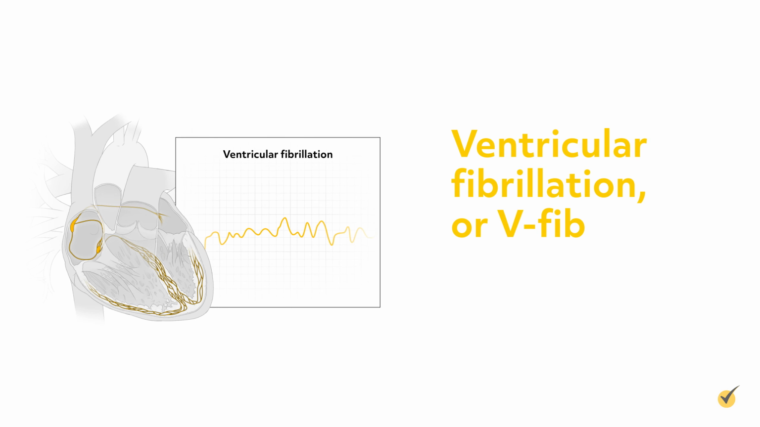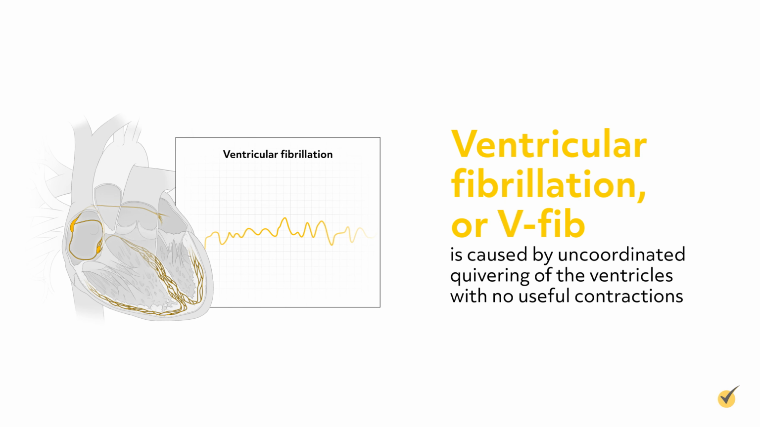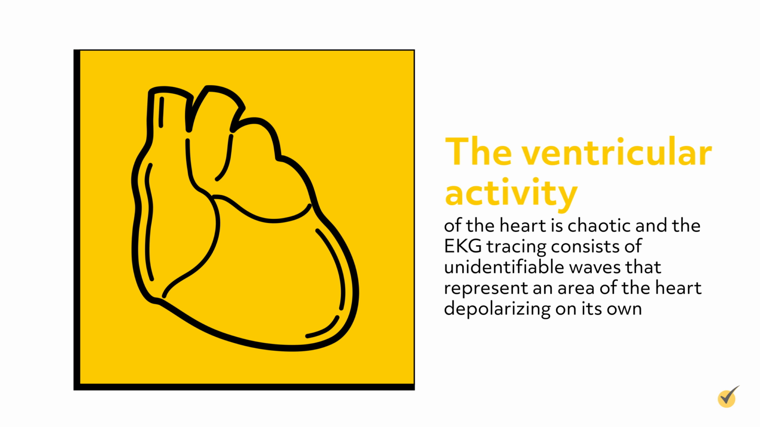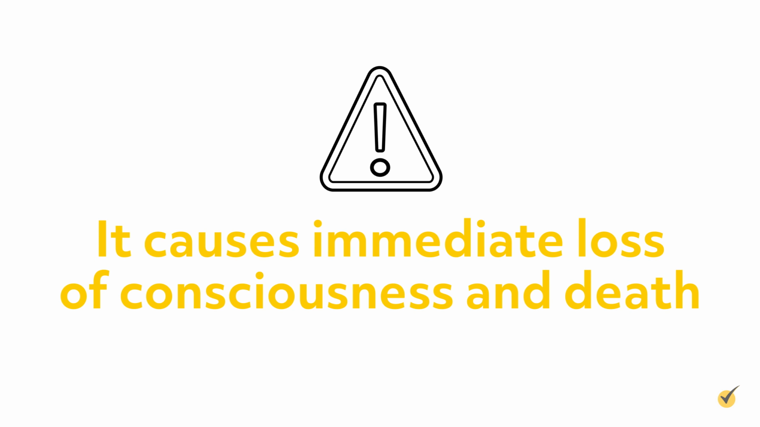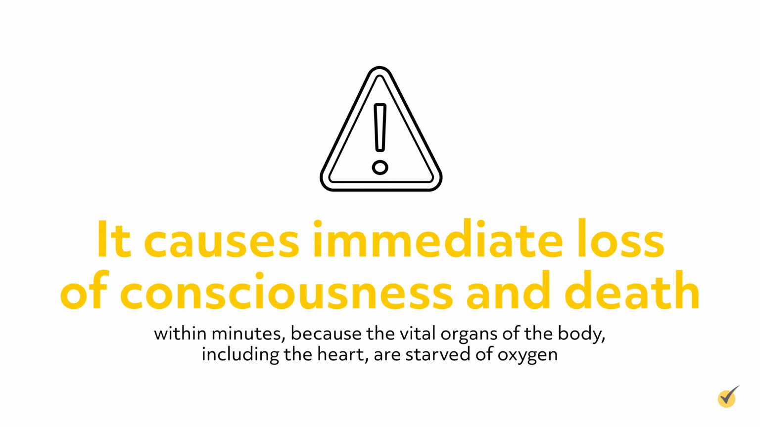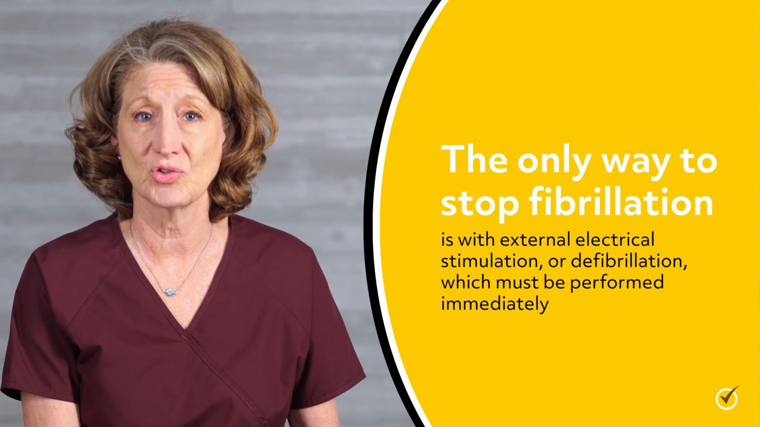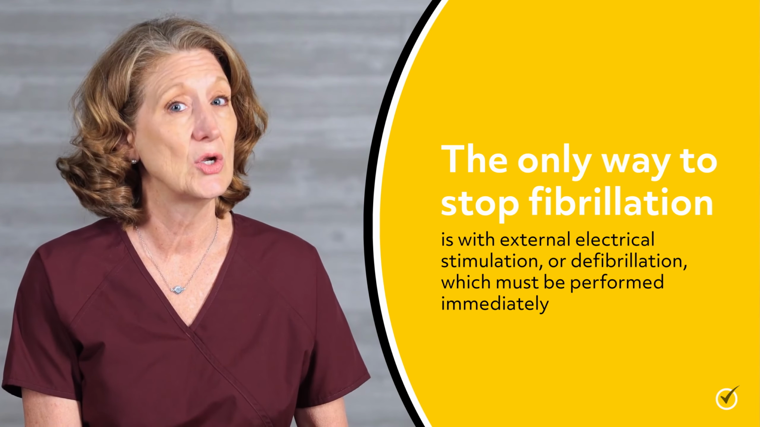Ventricular fibrillation, or VFib, is caused by uncoordinated quivering of the ventricles with no useful contractions. The ventricular activity of the heart is chaotic, and the EKG tracing consists of unidentifiable waves that represent an area of the heart depolarizing on its own. It causes immediate loss of consciousness and death within minutes because the vital organs of the body, including the heart, are starved of oxygen.